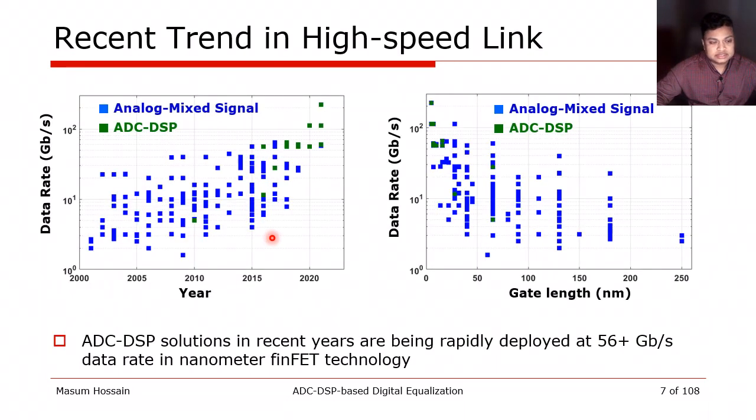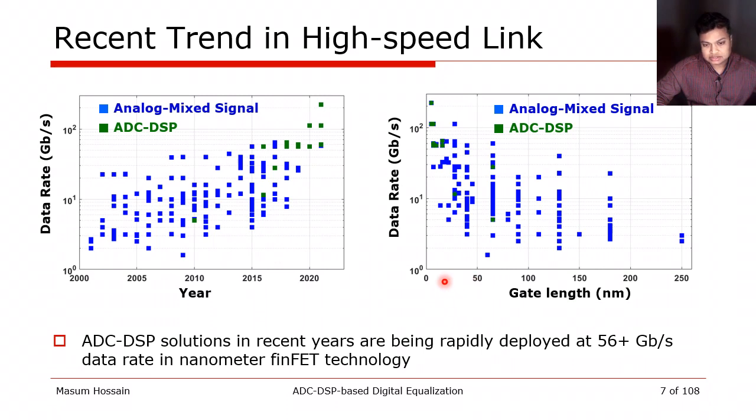Now, let's start with a recent trend. On the x-axis, I'm plotting the last 20 years of reported data rates in terms of their speed. Obviously, internet traffic and data center demand suggest that there will be an exponential increase in the data rate for the reported links. But we are more interested in knowing the architectures they have adopted. That's why they are categorized, with ADC DSP based ones in green boxes. As we can see, the highest data rates reported in the recent 4-5 years are all adopting ADC DSP solutions.